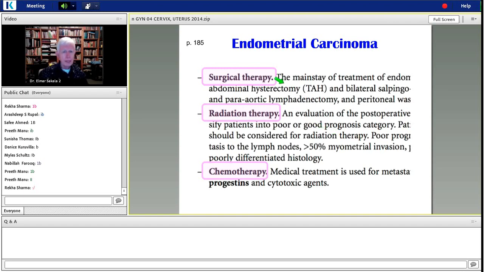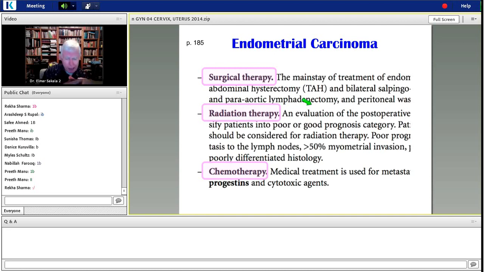Management. Any cancer is going to have the potential of 3 kinds of therapy. This is on page 185 in the book. It could be surgical therapy, it could be radiation therapy, and it can be chemotherapy. For endometrial carcinoma, the mainstay of treatment is TAH and BSO, and maybe para-aortic lymphadenectomy. Once you're in there, you can check and see, is there any enlargement of the para-aortic lymph nodes?